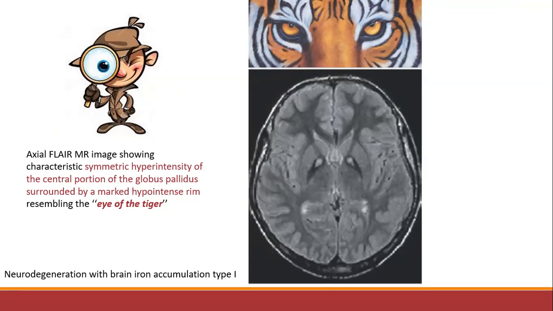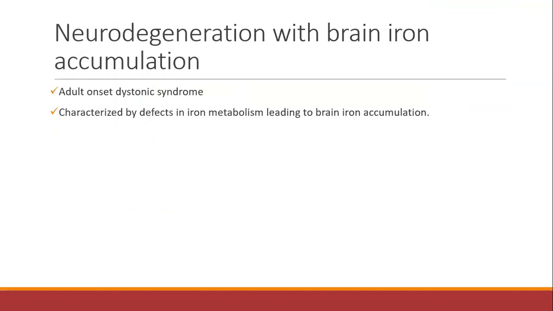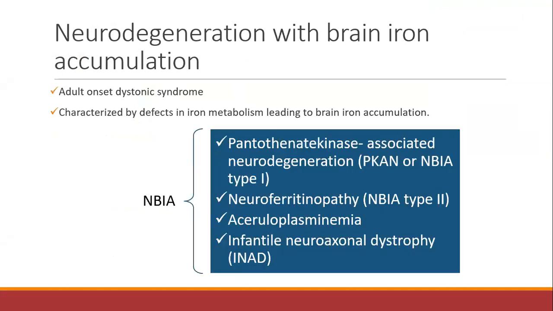classically, not type 2. Patients present with adult onset dystonic syndromes, and these are the types you know very well: NBIA type 1, type 2, aceruloplasminemia, and infantile neuroaxonal dystrophy.